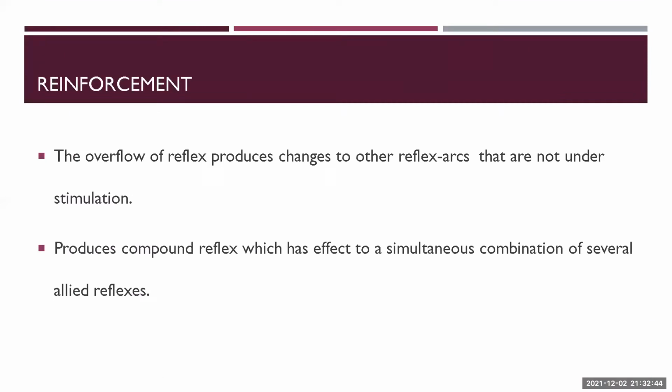Okay. Now we'll be seeing about the reinforcement. That is what he explained: if there is an overflow of the reflex produced, it produces changes to the other reflex arcs that are not under stimulation. So he is saying that in case of an animal, when one forefoot is stimulated, it can produce the flexion of the crossed side hind leg. So if one of the forefoot is stimulated, the flexion of the hind leg of the cross side is obtained.